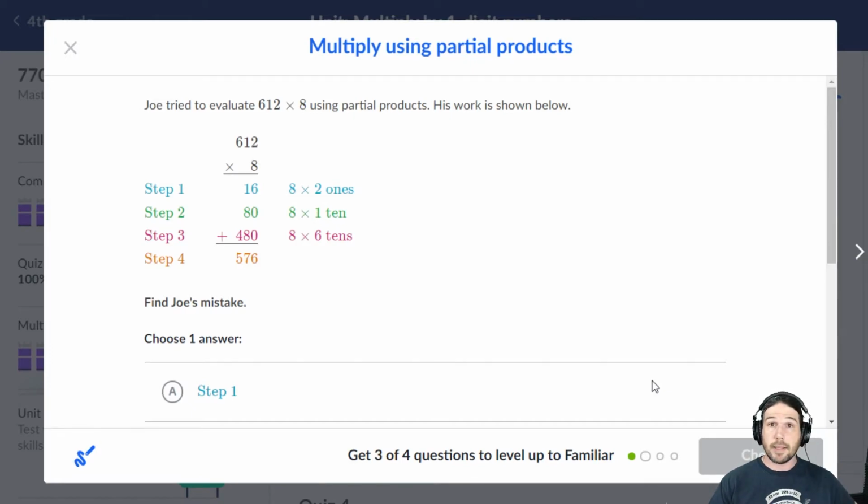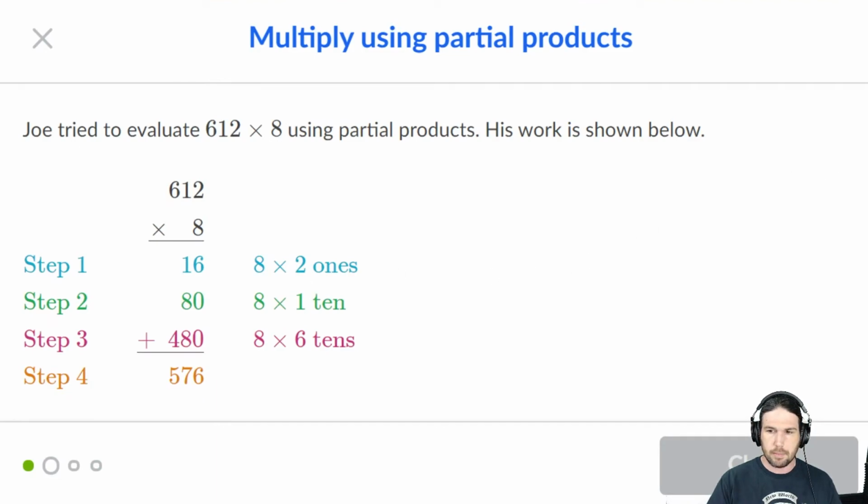So with that in mind, we're going to go ahead and take a look at this problem that says Joe tried to evaluate 612 times 8 using partial products. His work is shown below. Step 1, 16 is 8 times 2 ones. That makes sense to me. Step 2, 80 is 8 times 10. That also makes sense to me. Let me go ahead and zoom in on this a little bit.